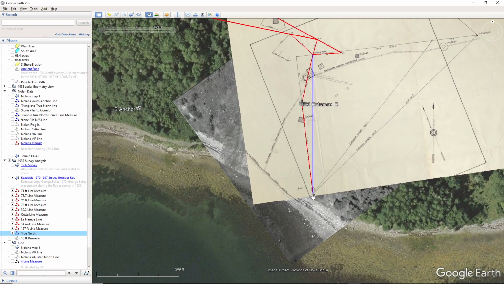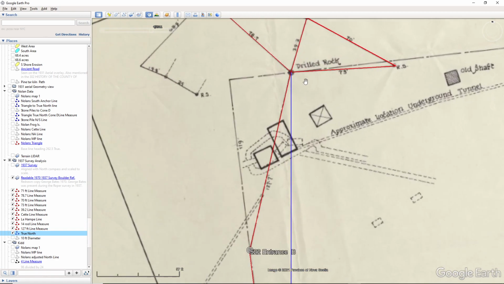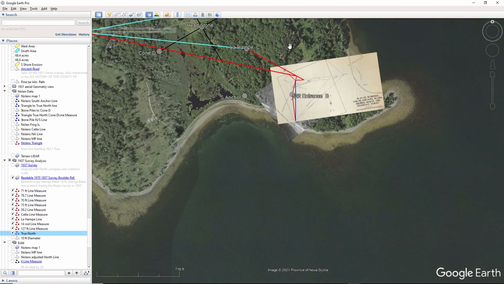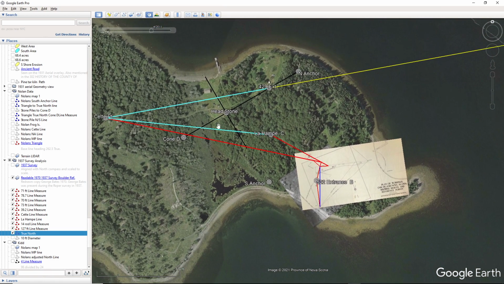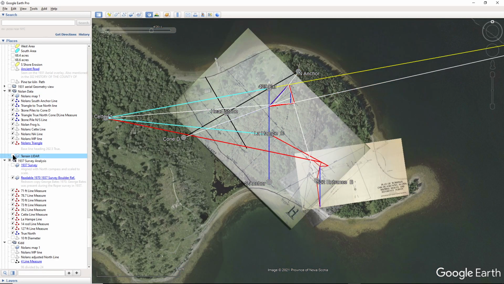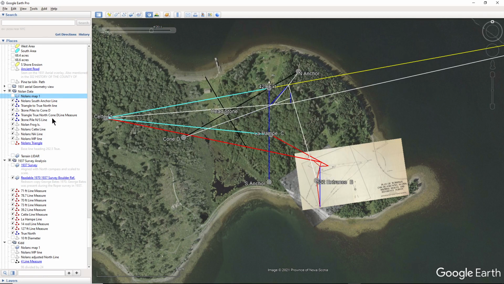Also the true north. Everybody says the true north from the stone triangle goes to the money pit. It does not. It goes straight to the drilled rock. So this is a triangulation here, set to true north, just like we had up here. Let me put that back up. And Nolan's data. Oops. Let's take the terrain off. Take this off. Take Nolan's map off.